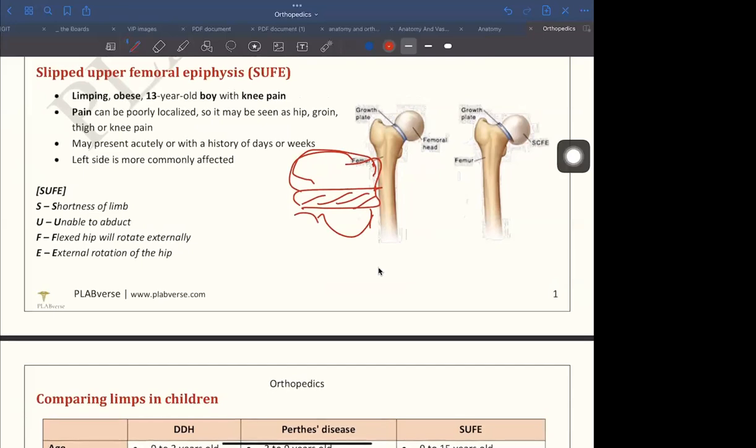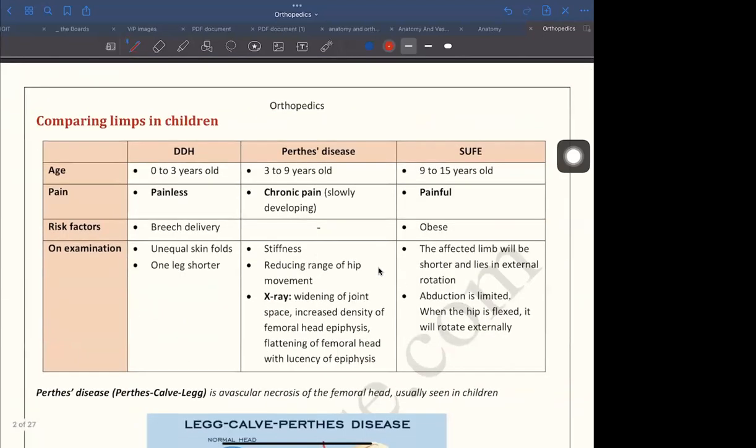How do we treat that? So it's basically surgical intervention for most patients. However, this is a very rare presentation. There's also something called Perthes disease. So we basically talked about DDH, which is from 0 to 3 years. We talked about SUFE, which is basically after 12 years, or from 9 to 15 years. And Perthes disease is from 3 to 9 years. So basically you have a 3 to 9 year old presented to you with very bad pain in their hip that has been there for years, maybe 1 or 2 years.